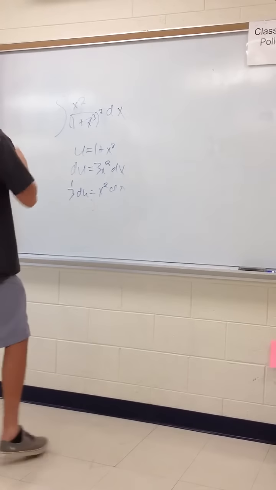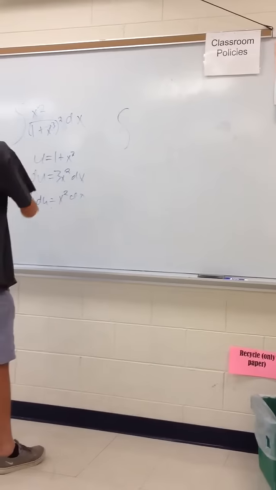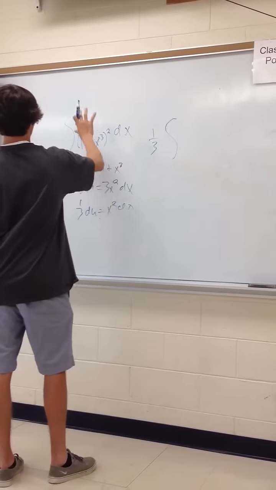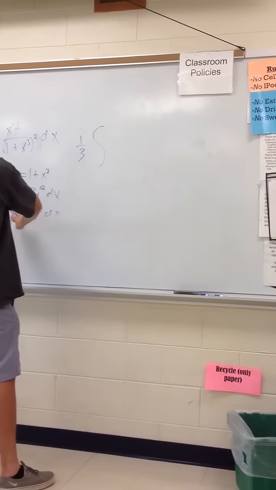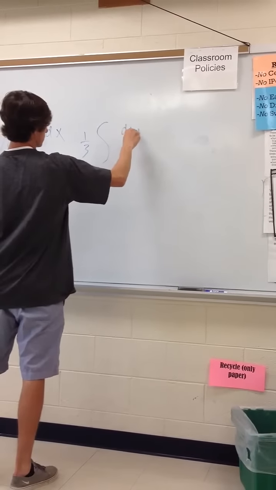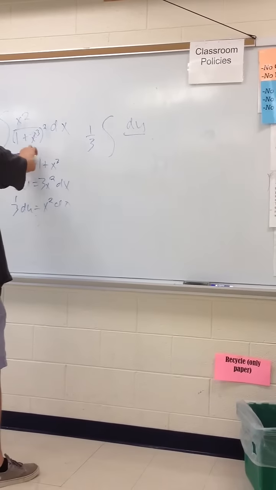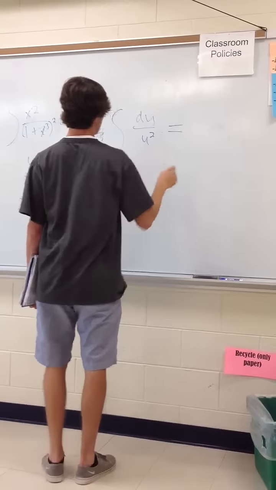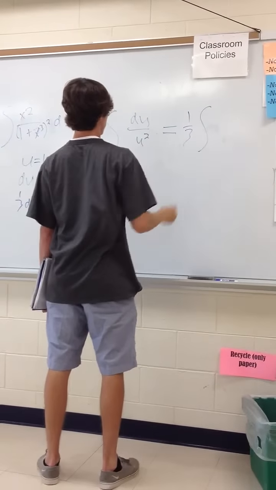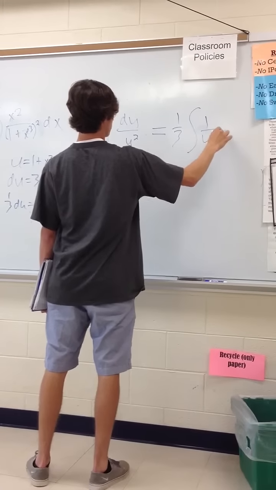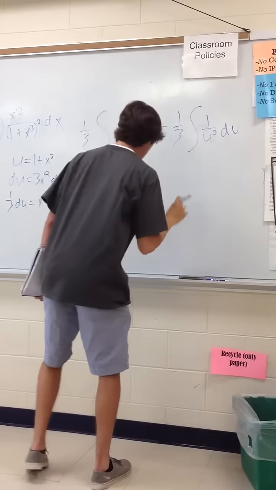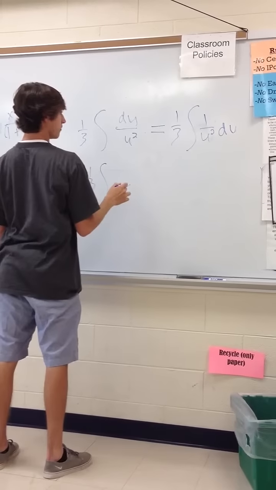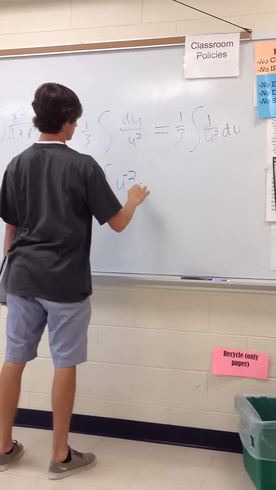Alright, so now that we have that, time to go on to the next step. I'm going to bring the 1/3 out, just so I don't have to deal with that. And then I'm going to substitute these values for these values. So x squared dx we just determined is du, over your u squared, which is the same as writing 1/3 times the integral of 1 over u squared du, which is also the same as writing 1/3 times the integral of u to the negative second du.